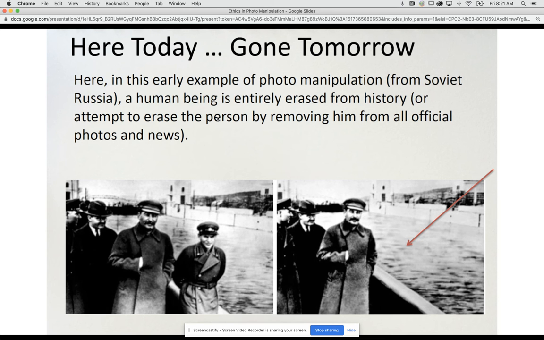Now, here today, gone tomorrow. Here's an early example of photo manipulation from Soviet Russia, okay, which is really great at photo manipulation. A human being is entirely erased from history, or attempted to be erased by the person removing him from all official news. Okay, so if we look at this image here, this person walking next to him is actually completely erased from the image just to give more emphasis to Putin here. Okay.